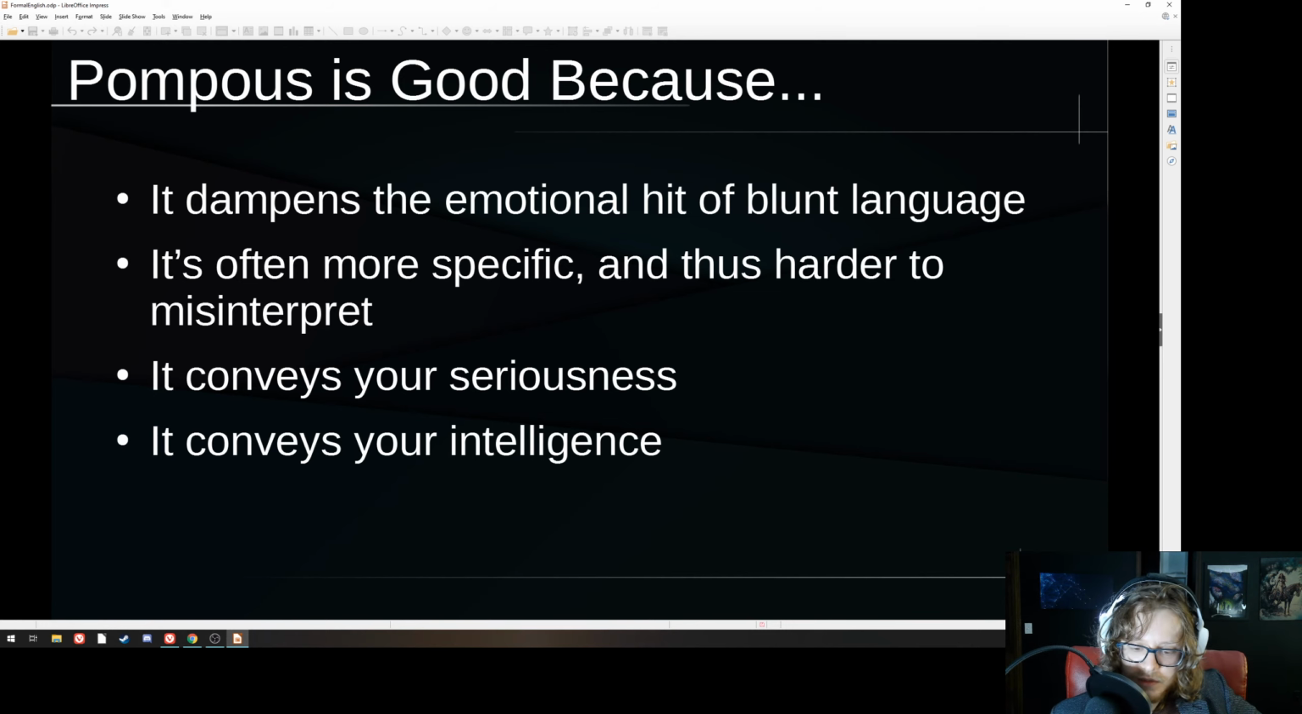Okay, so why else is being pompous good? Well, when you use long words and complicated words that are more specific, it makes it harder to misinterpret your language. So people that tend to speak plainly all the time tend to be misinterpreted fairly often because it's easy to misinterpret very plain English expressions.